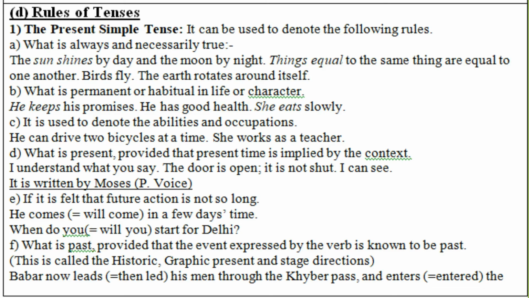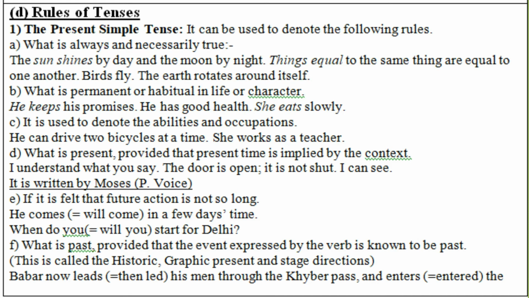What is always and necessarily true? For universal truths, this tense is always used. Example, the sun shines by day and the moon by night. It is always truth. It is called universal truth. Such type of sentences should always be used in present simple tense only. There is no way.